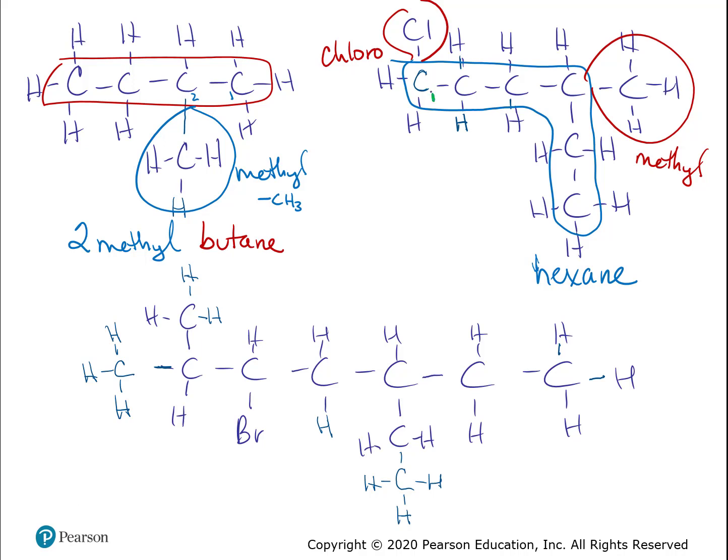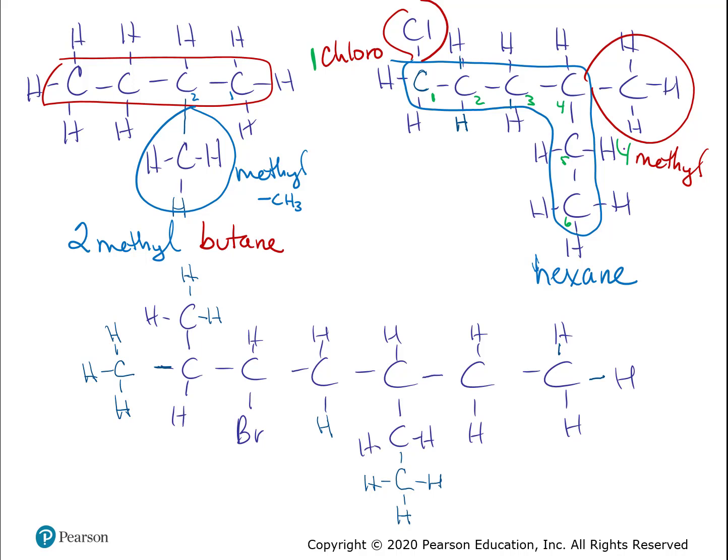Yep, so if I number from this side, 1, 2, 3, 4, 5, 6. See that chloro would be a 1? If I number from the other side, chloro would be a 6. You always want the lowest possible number. So that tells you which side to start numbering from. So that means chloro gets a 1 because it's hanging off of carbon 1. Methyl gets a 4. So see, carbon 4 is what it's hanging off of. So that's carbon 4.